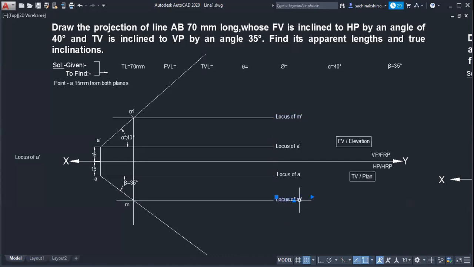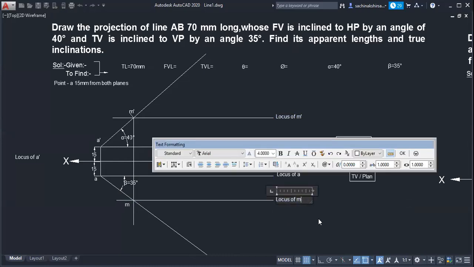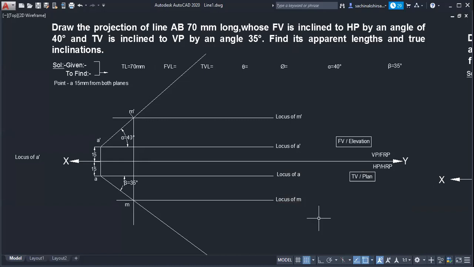Similarly, now that we imagine the point M in between AB, we have to think only of the AM line. For the AM line, which two lengths are known right now? FVL and TVL. So what can we do now? What can we find from FVL or TVL?